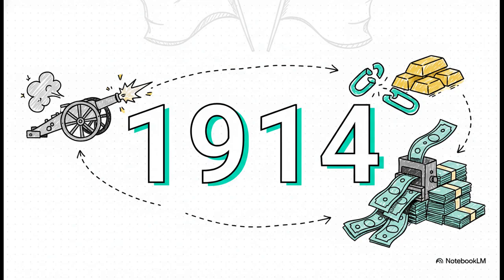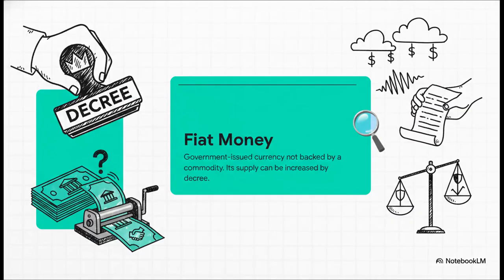With the outbreak of World War I, governments had to figure out how to pay for this massive, unbelievably expensive war. Taxing people enough to cover it would have been political suicide. The much, much easier path was to just suspend the gold standard, break that link to a physically scarce asset, and just print the money they needed out of thin air. And this is what we call fiat money.